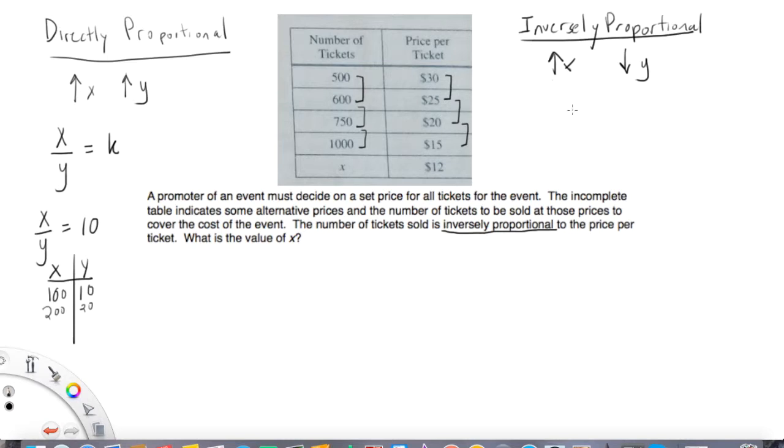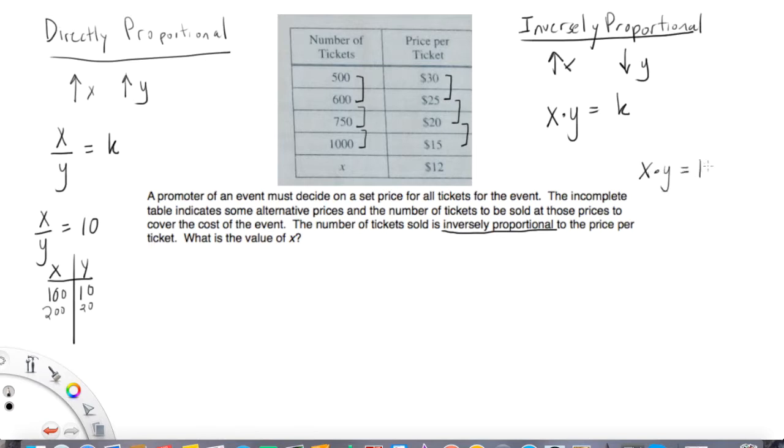An example of this, you could write as x times y equals a constant k. We love spelling constant with a k because it's fun. K's are more fun than c's. Everybody knows that.